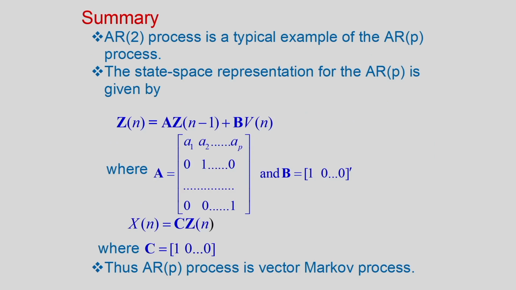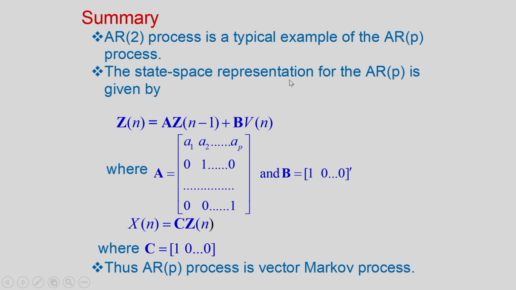Let us summarize. An AR(2) process is a typical example of an AR(P) process. We discussed how to analyze the AR(2) process in terms of stationarity, autocorrelation function, power spectral density, etc.